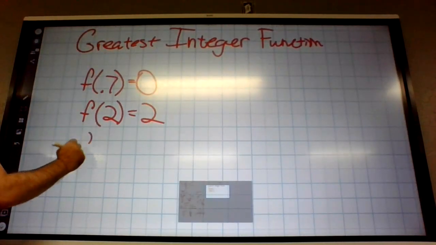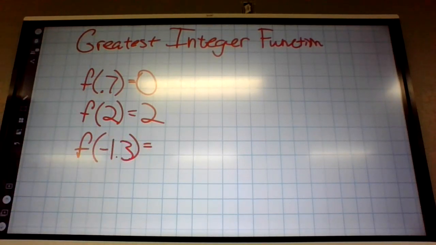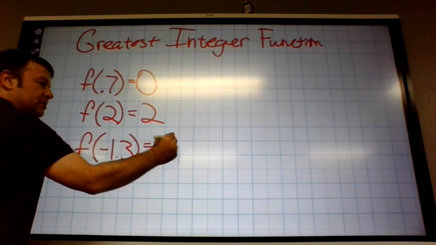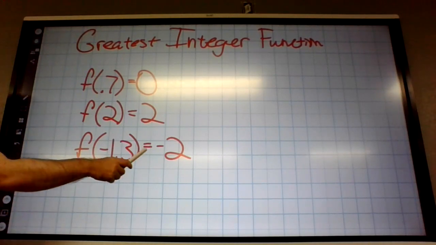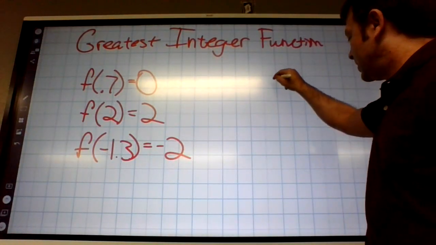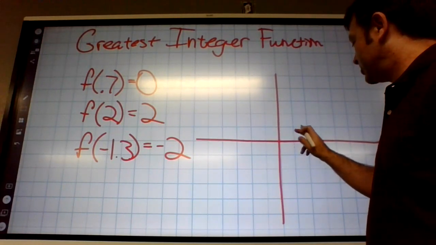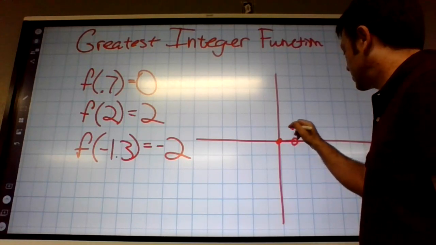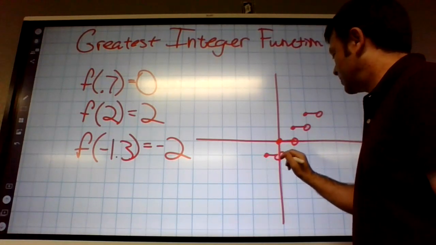Okay, this is where people get it wrong. What if I plug in f of negative 1.3? What's below negative 1.3? Negative 2. Negative 1 is actually above negative 1.3. So if you're rounding down. Okay, so anyway, that's how it works. It just rounds it down to the next integer. And on the graph, it looks like this. I'll try to explain why. Maybe I should zoom in a little bit. And it goes forever. It's a stair step.